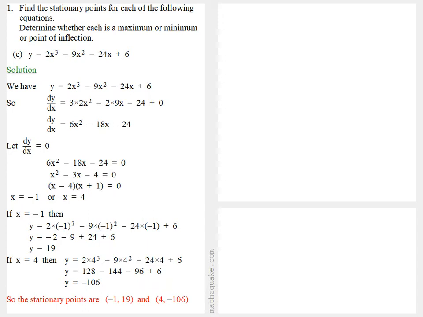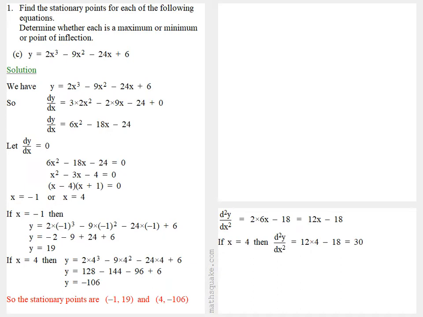Now we need to find the nature of the stationary points. So to do this we can differentiate again. Now dy by dx is equal to 6x squared minus 18x minus 24. So the second differential d2y by dx squared is equal to 2 times 6x minus 18 minus 0, or 12x minus 18.